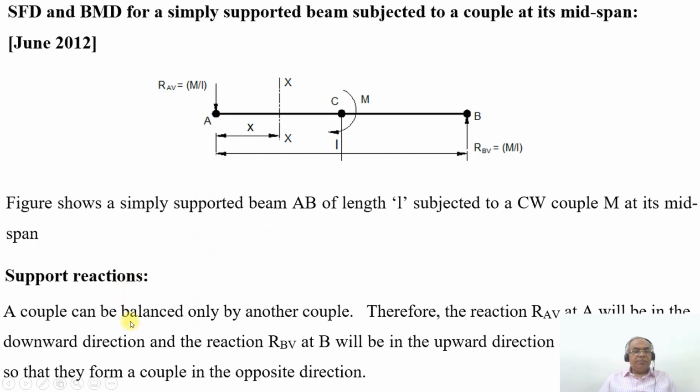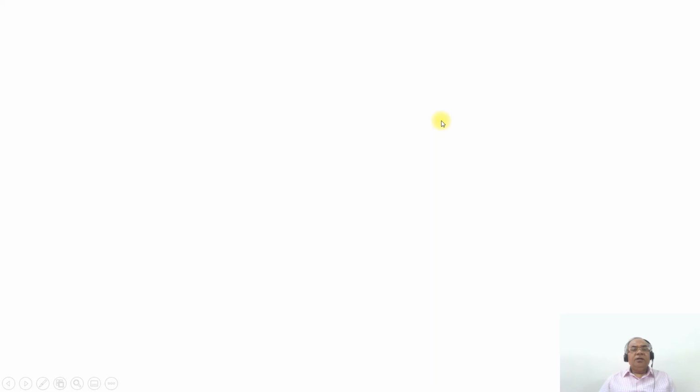Support reactions. A couple can be balanced only by another couple. Therefore, the reaction R_AV at A will be in the downward direction, and the reaction R_BV at B will be in the upward direction as shown in the figure, so that they form a couple in the opposite direction. Since the problem gives a clockwise couple at the midspan, obviously the balancing couple should be counterclockwise. So R_BV acts upwards and R_AV acts downwards, forming the counterclockwise couple, so that the beam is in equilibrium.